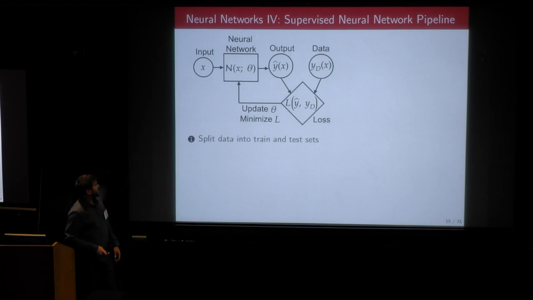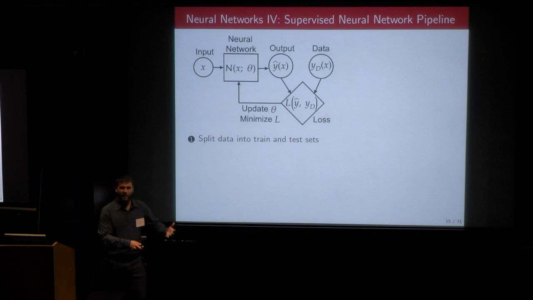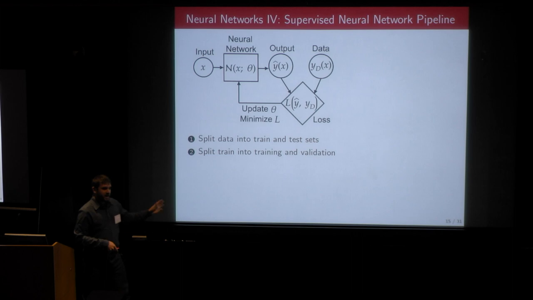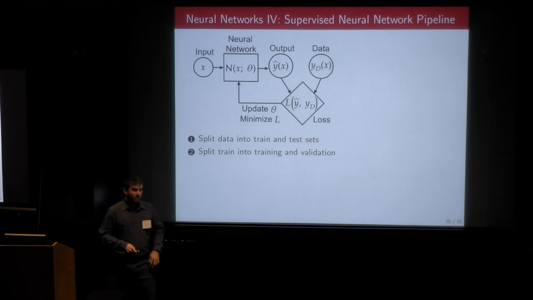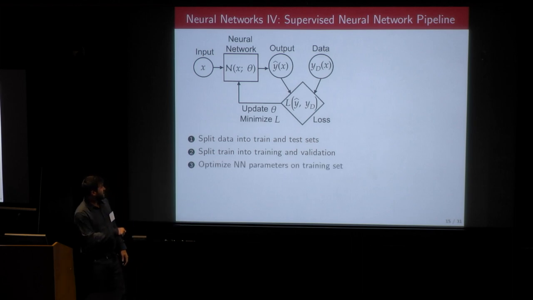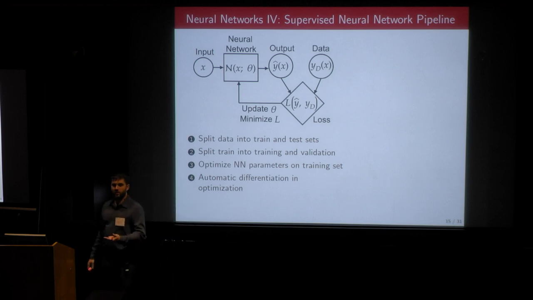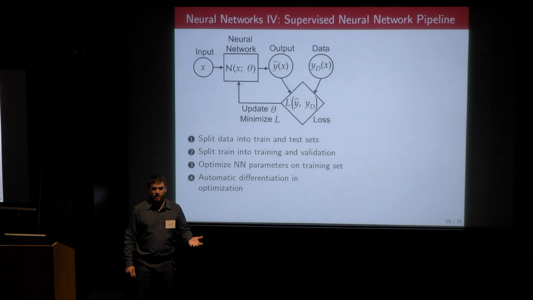Okay, so I'll go through this quickly. I already told you all the terminology. You do a train test split here. Then you do a training validation split. I'll talk about that later. Don't worry too much about that. You're going to optimize the neural network on the training set. You use automatic differentiation in the optimization algorithm. This is basically exploiting the fact that you know the analytical derivatives of the activation functions, so you can compute machine precision accuracy derivatives.